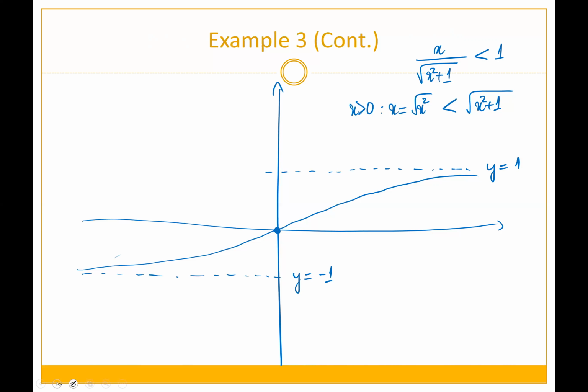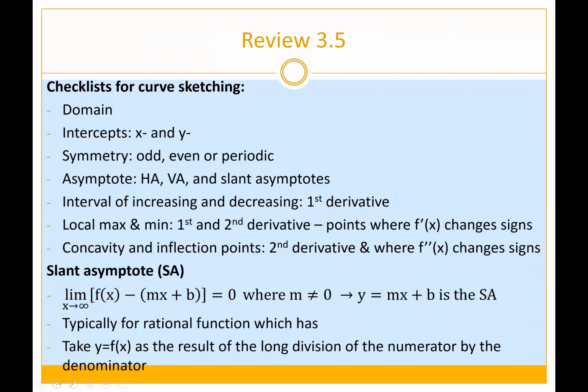So let's go to section 3.5. So 3.5 is where you actually put everything together, and we have a checklist for curve sketching. So whenever they give you a function, these are the elements that you need to be able to derive from what we've learned since midterm 1 and everything in calculus so far.